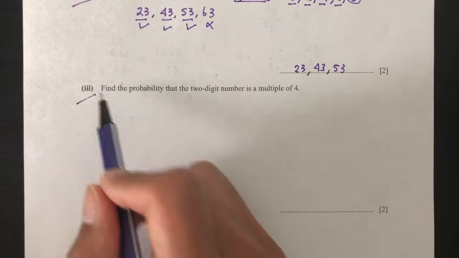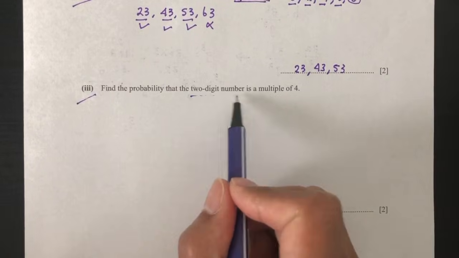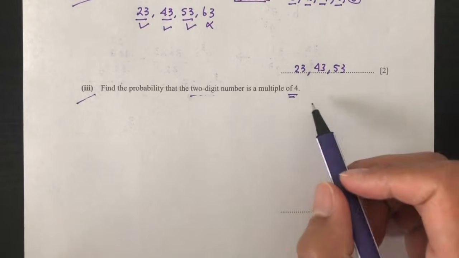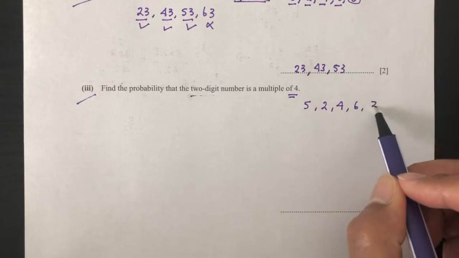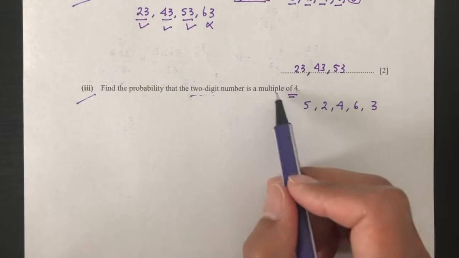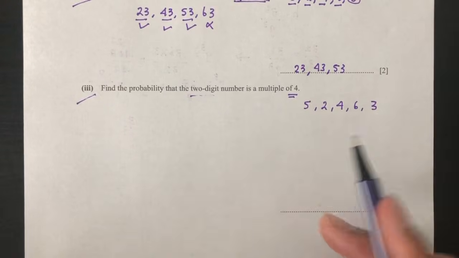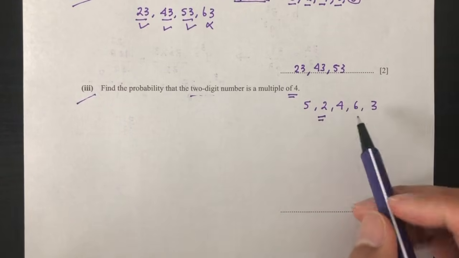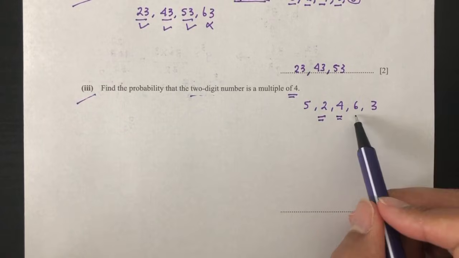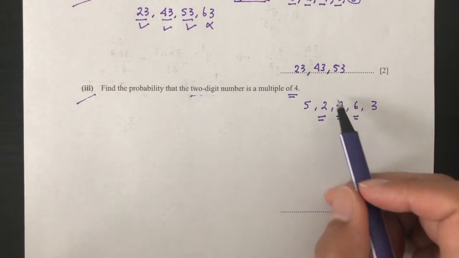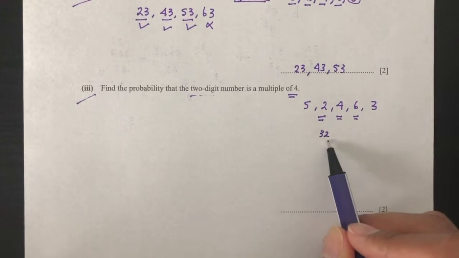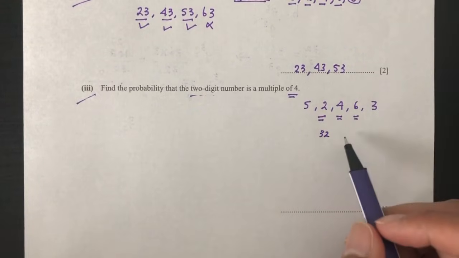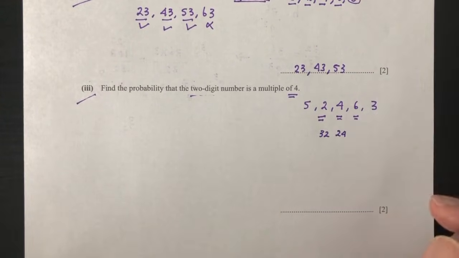Now, part 3, find the chance that the 2-digit number is a multiple of 4. So as you know, we have 5, 2, 4, 6, and 3. For it to be a multiple of 4, the number can end with 2, it can end with 4, it can end with 6. For example, let's say the number ends with 2. We can take 32, for example, which is divisible by 4. Ending with 4, it can be 24, for example, right?